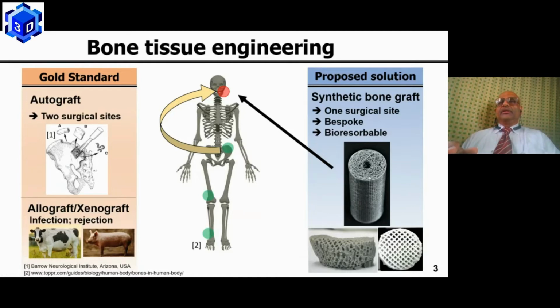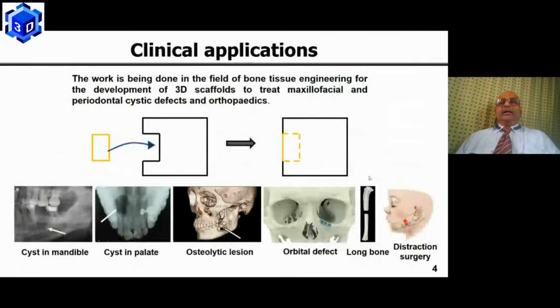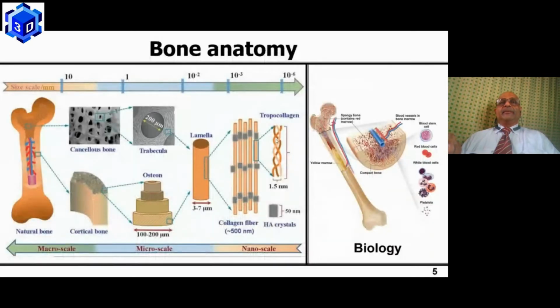So this area of bone tissue engineering is a very fertile area for 3D printing applications. There are numerous clinical applications, of course. Dental and orthopedic are there. So a typical example is a periodontal cyst. Many orthopedic applications, even socket dental ridge augmentation by putting into socket. So numerous applications are there across many fields of medicine.